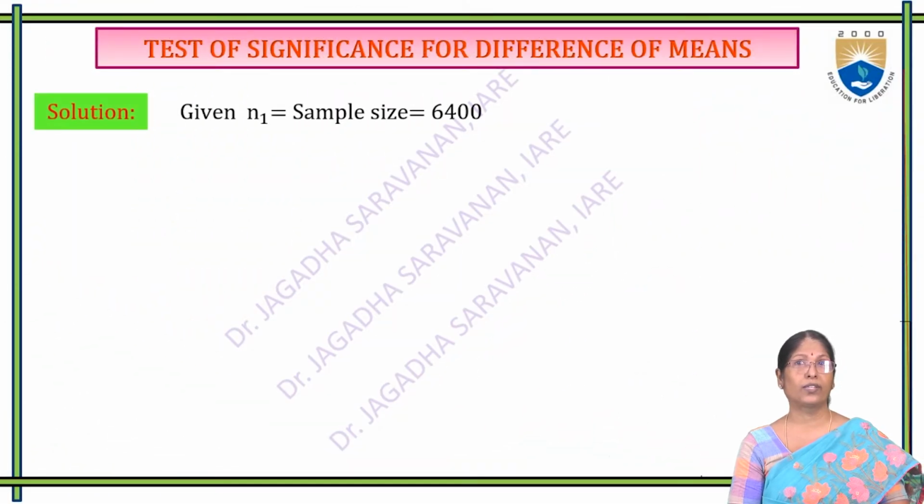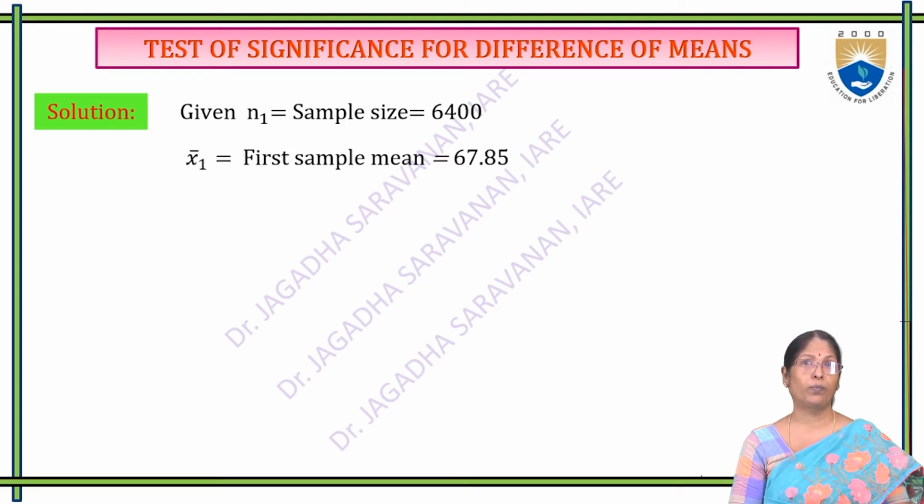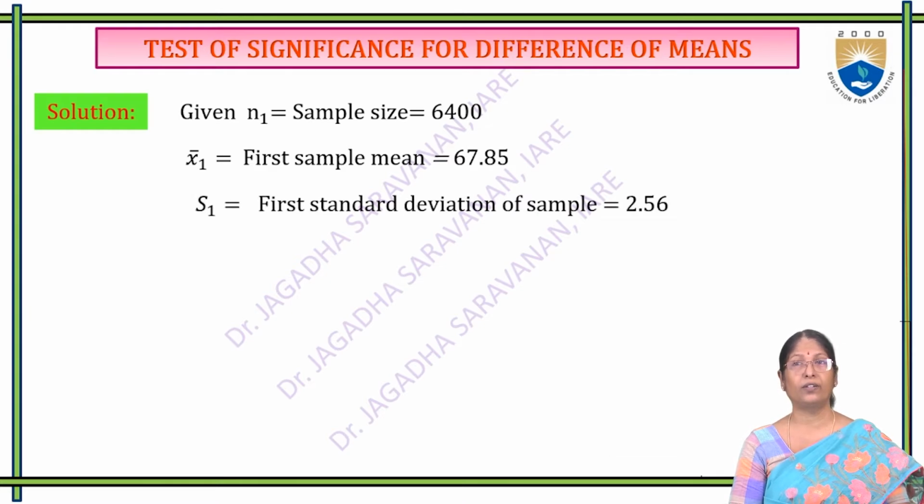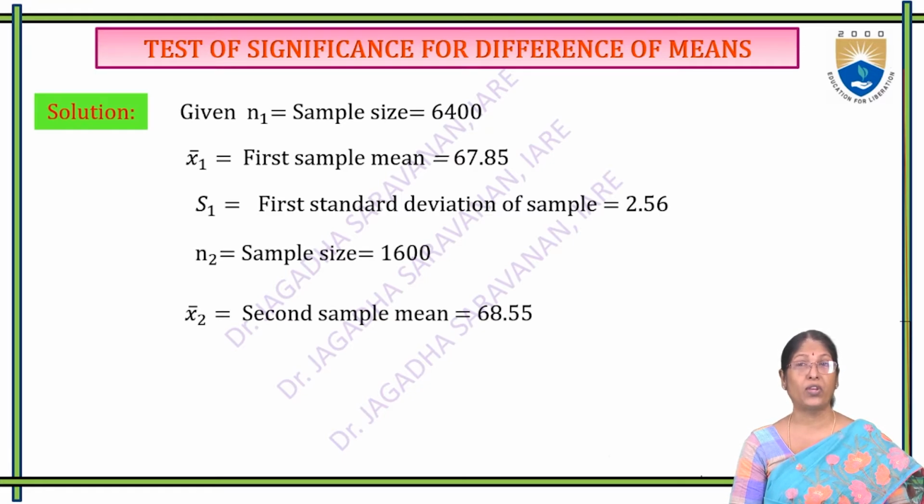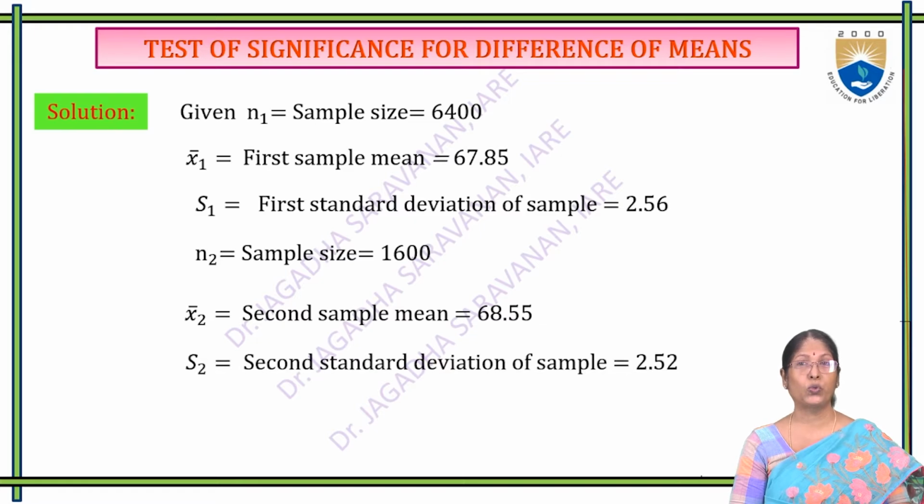So n1, the sample size of Englishmen, is 6,400. x1 bar, the first sample mean, is 67.85. S1, the first standard deviation, is 2.56. n2 is 1,600, x2 bar is 68.55, and S2, the second sample standard deviation, is 2.52. So all the data available in the question are listed.